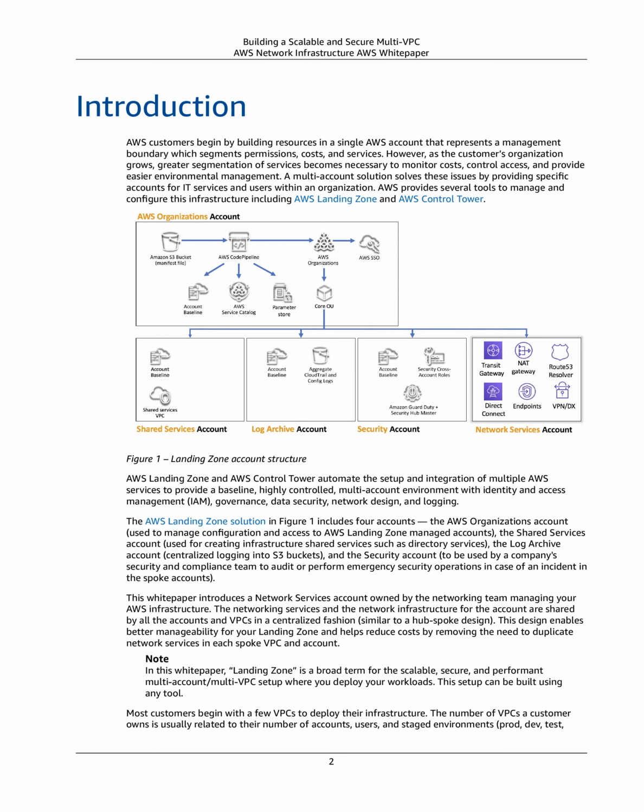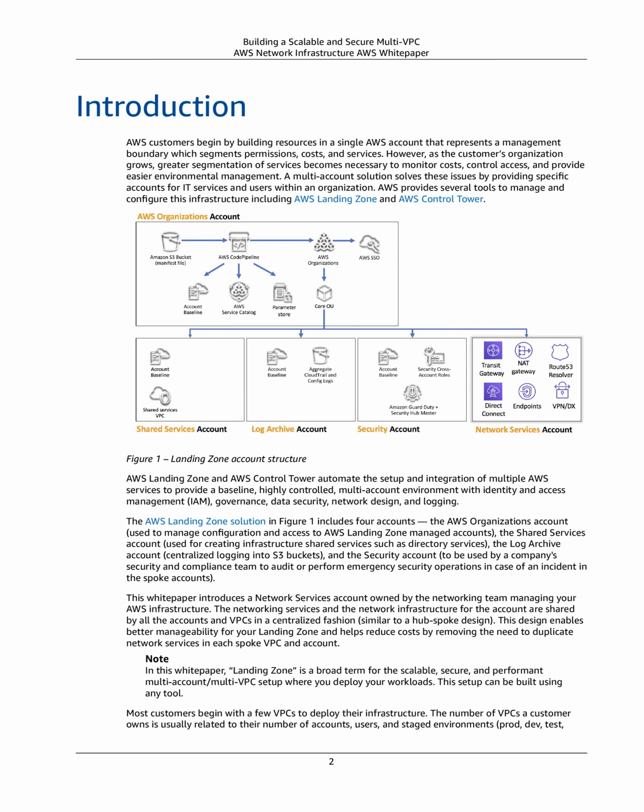This white paper introduces a network services account owned by the networking team managing your AWS infrastructure. The networking services and the network infrastructure for the account are shared by all the accounts and VPCs in a centralized fashion, similar to a hub-spoke design. This design enables better manageability for your landing zone and helps reduce costs by removing the need to duplicate network services in each spoke VPC and account. Note in this white paper, landing zone is a broad term for the scalable, secure, and performant multi-account/multi-VPC setup where you deploy your workloads. This setup can be built using any tool.